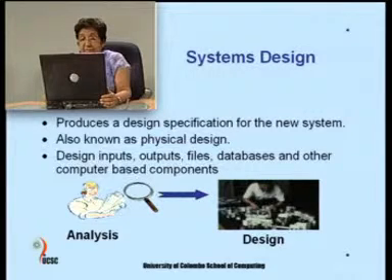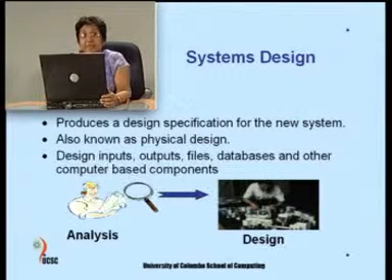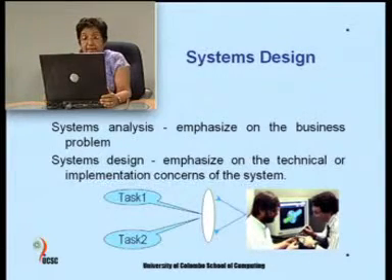In this stage what we really do is we produce a design specification for the new system. This is also known as a physical design, and here we design the inputs, outputs, files, databases and other computer based components. During the analysis what we did was emphasize the business problem, that is we identified what the problem was and we found alternative solutions and so on. Now, we are trying to implement the solution.